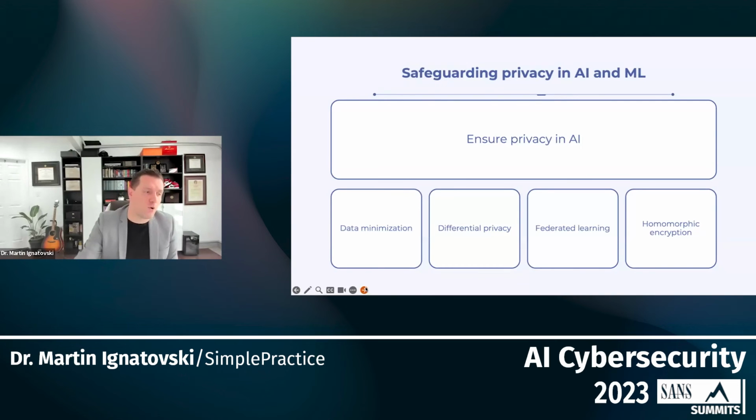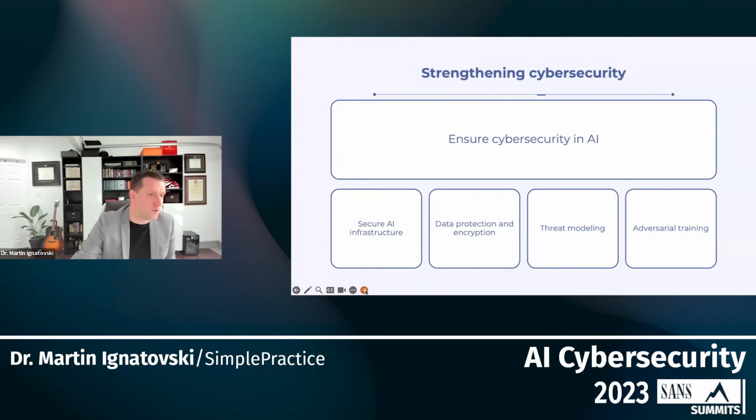And then finally, use homomorphic encryption, where the data is being used as an encrypted ciphertext. And finally, looking at the cybersecurity part, how do we strengthen the cybersecurity when using this? Well, secure AI infrastructure is the beginning of what you want to do when it comes to really ensuring cybersecurity in the AI component. Data protection and data encryption is important.